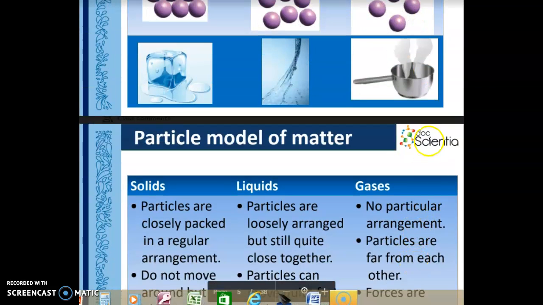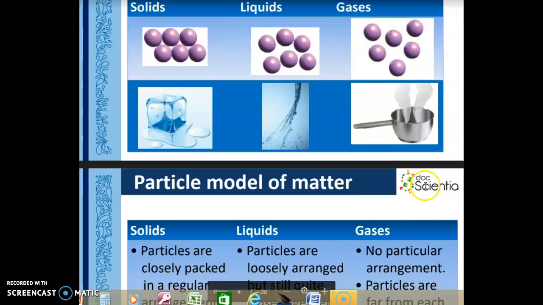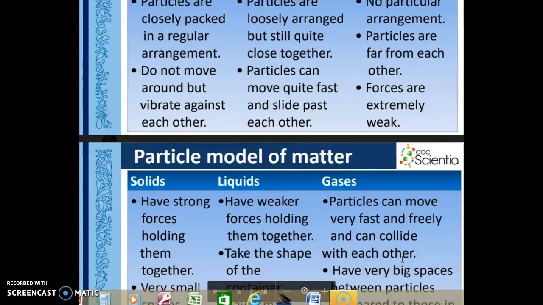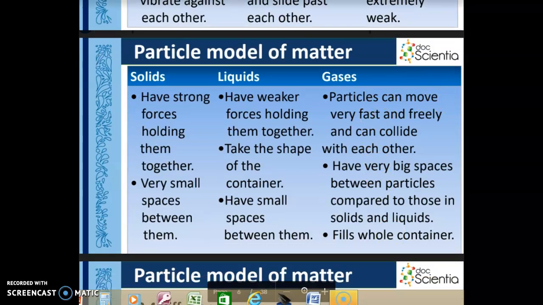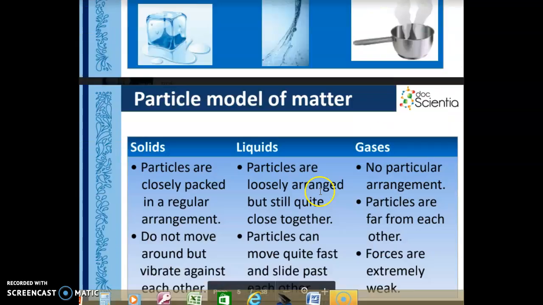Gases. There's no particular arrangement for gases. The particles are far from each other, as you can see. Forces are extremely weak. Particles can move very fast and freely and can collide with each other. There are very big spaces between the particles compared to those of solids and liquids, and the gas fills the whole container because it just moves around wherever it wants.